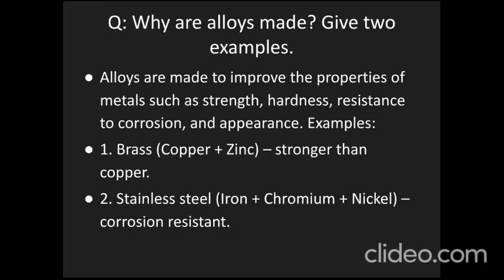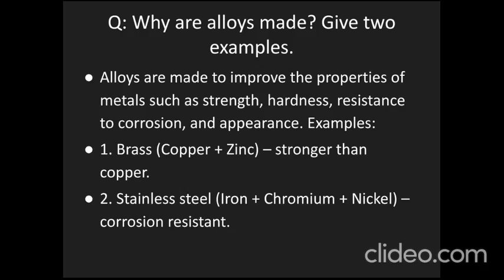Next question is, why are alloys made? Give two examples. When we talk about alloys, we say that these are homogeneous mixtures because they have uniform composition. Now the thing is why they are made. They are always made to improve the properties of metals, such as we can increase the strength, the hardness, and the resistance to corrosion. Like in the case of iron, when we mix it with chromium and nickel, we get stainless steel. Even mixing with a small amount of carbon, we get steel. And sometimes it is also to improve the appearance.